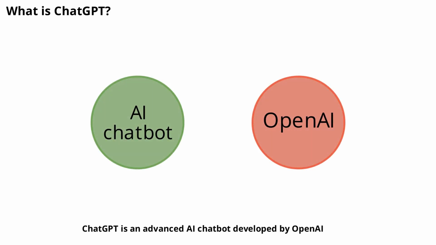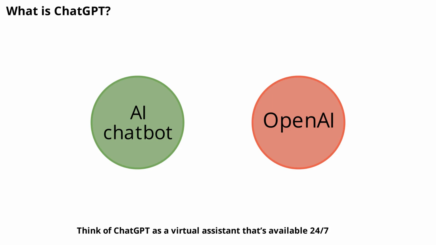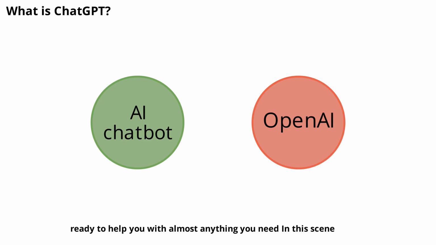ChatGPT is an advanced AI chatbot developed by OpenAI. It uses artificial intelligence to understand your questions and provide helpful, human-like responses. You can use it for writing, research, learning new topics, or just having a friendly chat. Think of ChatGPT as a virtual assistant that's available 24/7, ready to help you with almost anything you need. In this scene, we'll explain the core concept of ChatGPT and what makes it so useful for beginners.